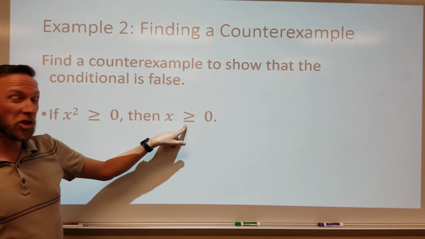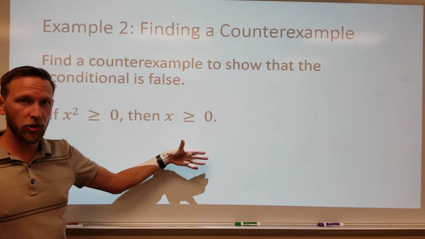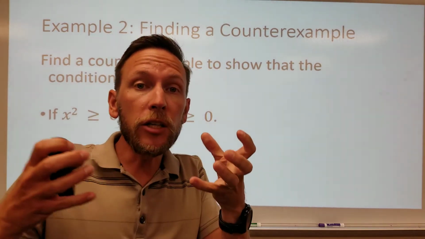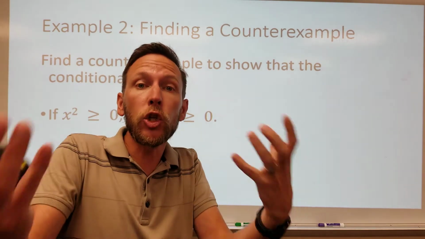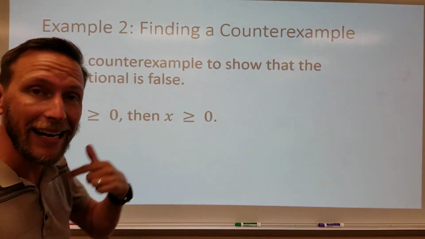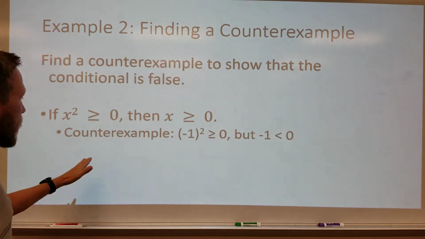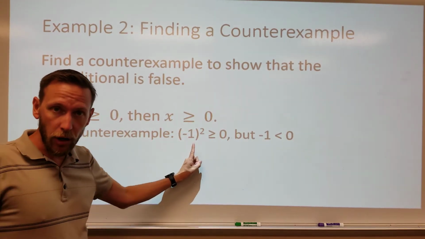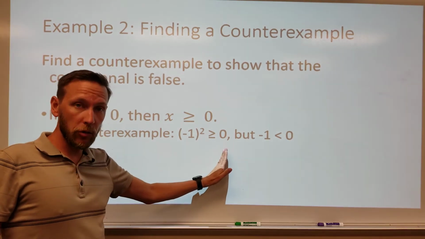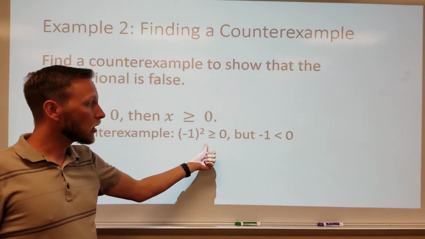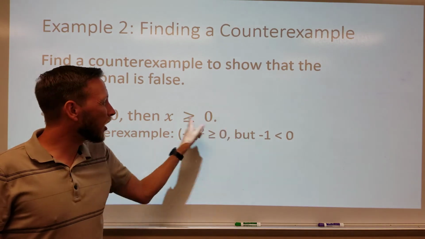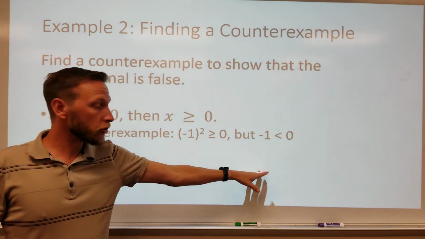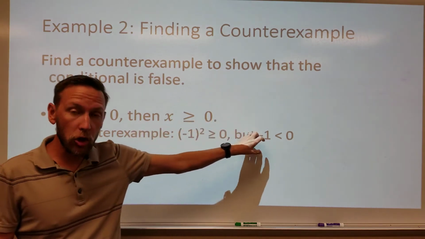Well, that would be a situation where x is less than 0. Well, what numbers are less than 0? Negative numbers. So we're going to use negative numbers here to provide a counterexample. I'm going to show you that negative 1 squared is going to give me positive 1, which is greater than or equal to 0. Yay. That's true. But negative 1 is less than 0. It is not greater than or equal to 0. So the hypothesis is true, the conclusion is false.